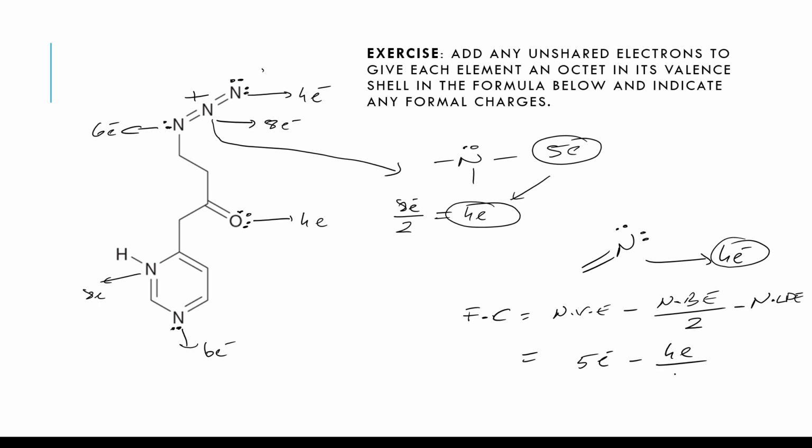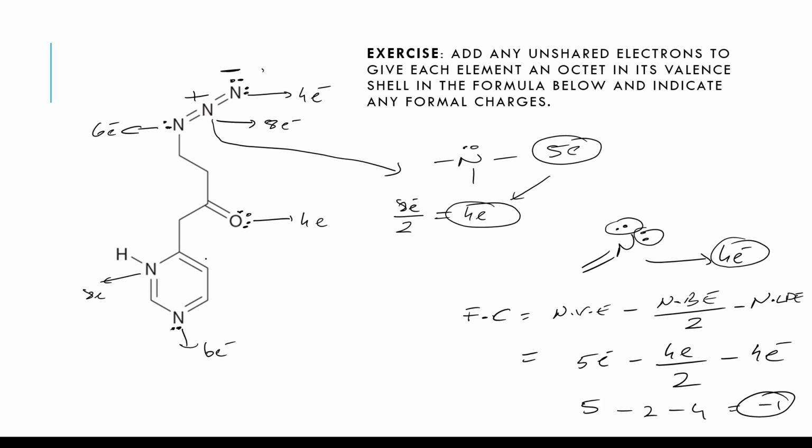4 electrons divided by 2, minus we have two lone pair electrons, meaning that we have 4 electrons as lone pair electrons. So 5 minus 2 minus 4, it's minus 1. So meaning that this nitrogen is surrounded with 6 electrons, meaning that it has one extra electron than its neutral counterpart. So for that reason, this nitrogen should have a negative formal charge.